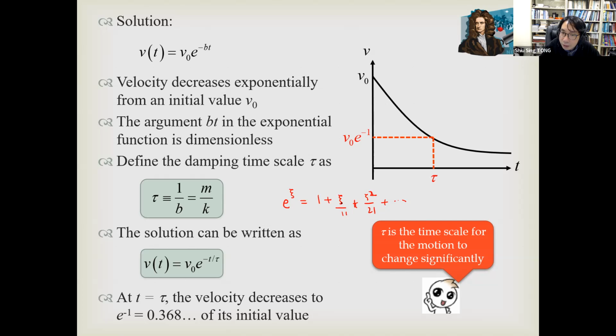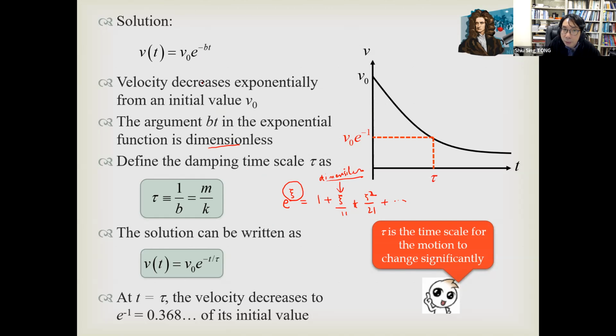How can you have an x added to 1? How can you have an x squared added to x? How can they add together? The only possibility is that this x is dimensionless. If it carries a dimension, x cannot be added to 1 because they are of different dimension. So that means for a physical expression, the exponential function may take on an argument that is dimensionless.